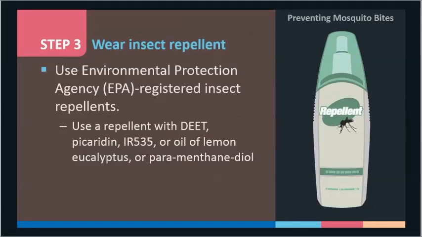Use EPA registered insect repellents, and usually all the ones that are on sale in most drugstores would be EPA approved. The recommended ones are those with DEET, picaridin, IR3535, or oil of lemon eucalyptus, or paramenthane diol. Again, read the product instructions, see that it's EPA approved as an insect repellent, and those will usually be good products to use. These are also listed on the CDC website.